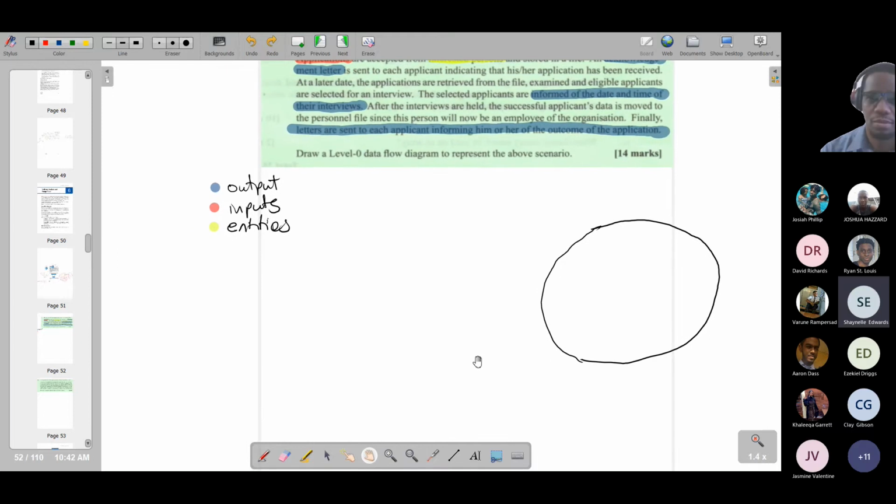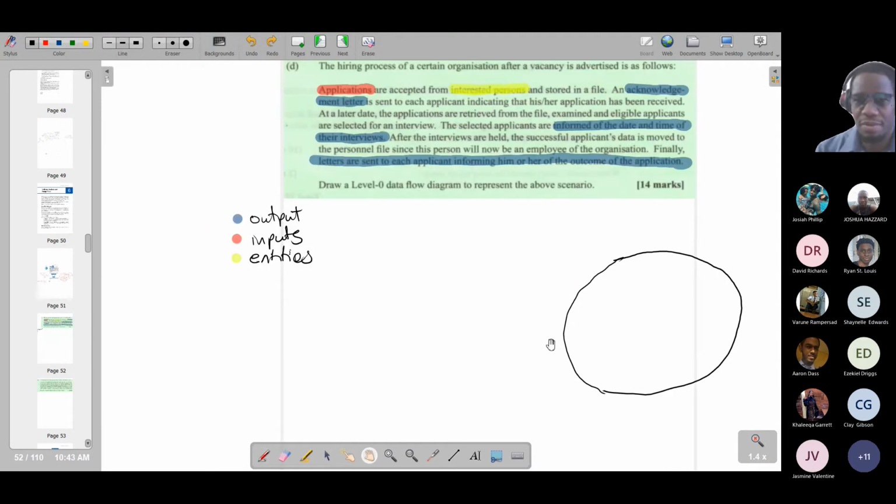The application receiver process. The what process? Not process, but this is the system we're looking at. I was thinking the application receiver system, because you have to send back the letter stating that the application is received, and the application itself has to be stored in the file. Right. Okay. So we could just name it the HR job application system, right?